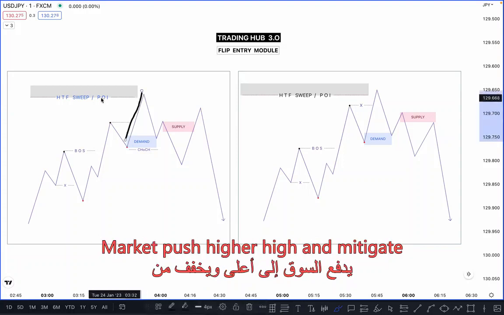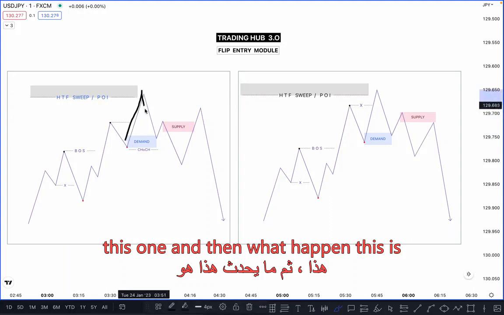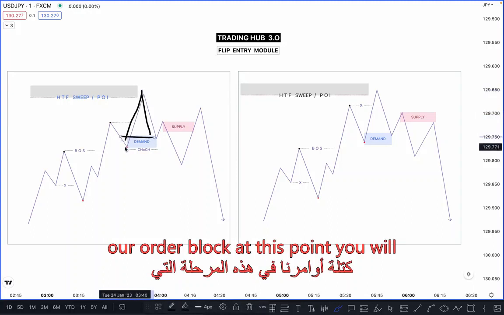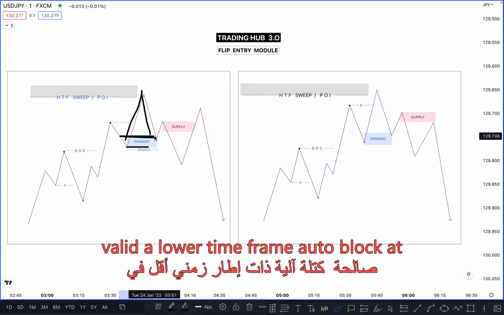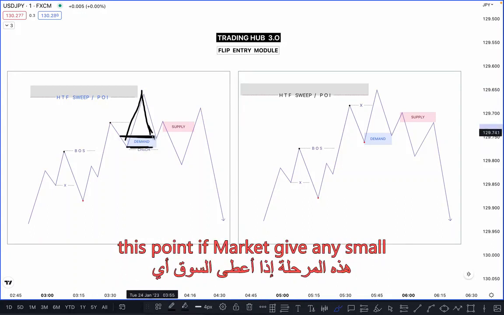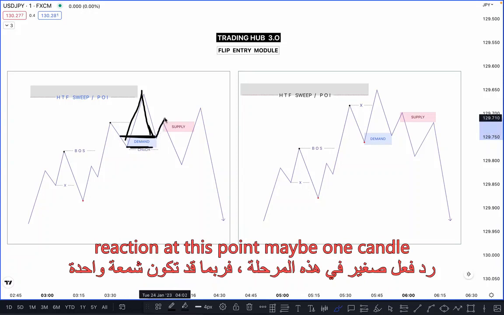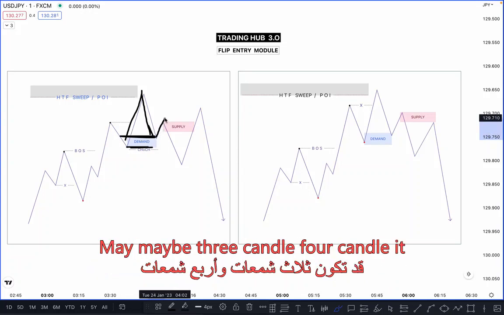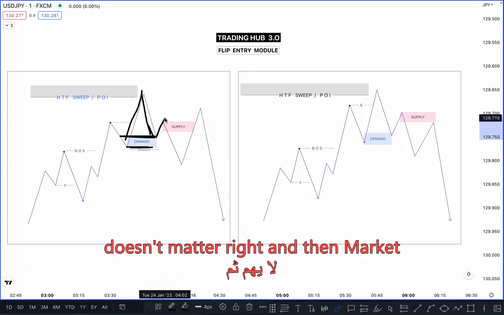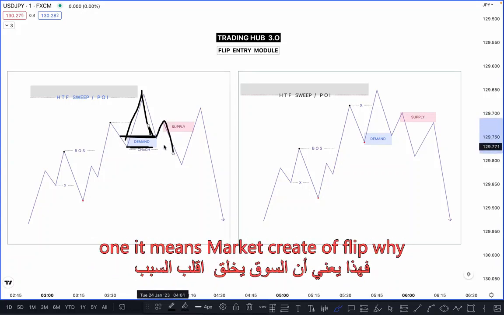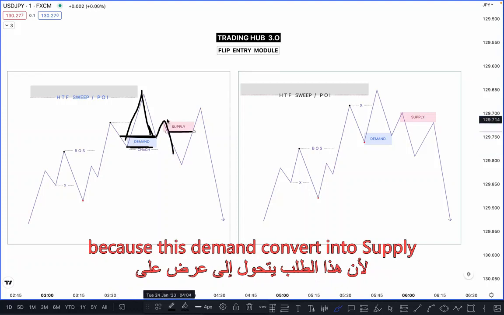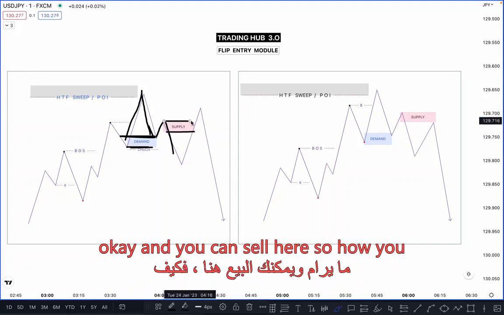Okay, so what happened here? Market pushed to a higher high and mitigated this one, and then what happened? This is our order block at this point. You will see in a lower time frame there must be a valid lower time frame order block at this point. If market gives any small reaction at this point, maybe one candle, maybe 3 or 4 candles, it doesn't matter, and then market breaks this one, it means market creates a flip. Why? Because this demand converts into supply, okay? And you can sell here.